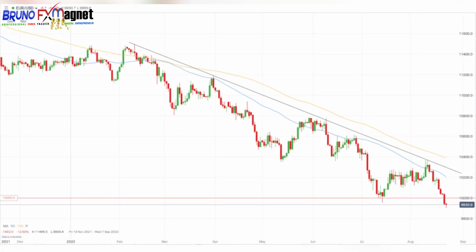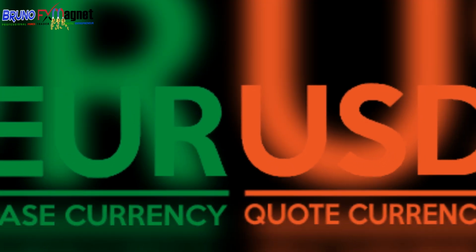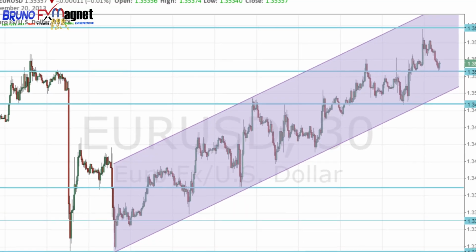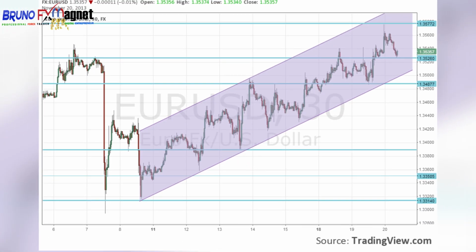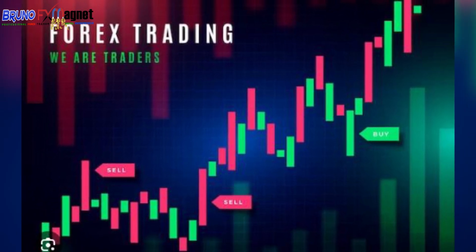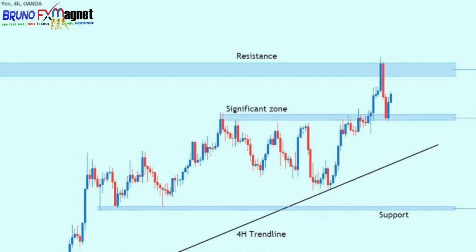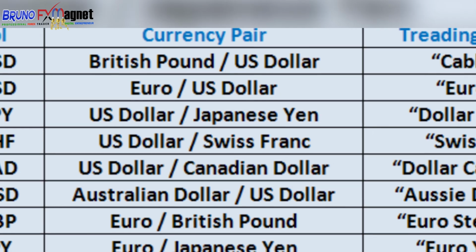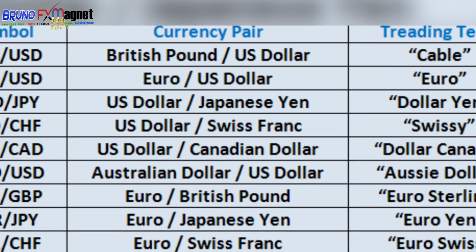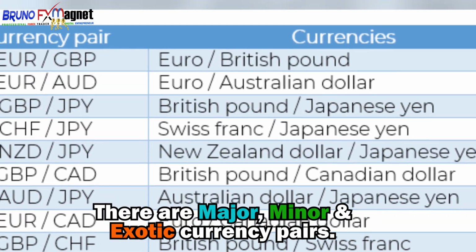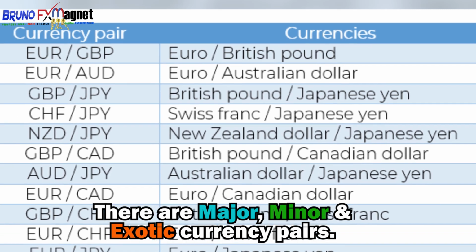If USD, the quote currency, is weak against euro as base currency, the pair will rise. Alright? Guys, I think you are now understanding very well everything about currencies and currency pairs. Let's go on types of forex currency pairs. There are basically three types of currency pairs. They are major currency pairs, minor currency pairs, and exotic currency pairs.